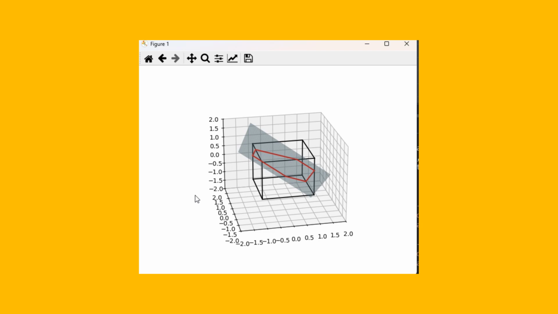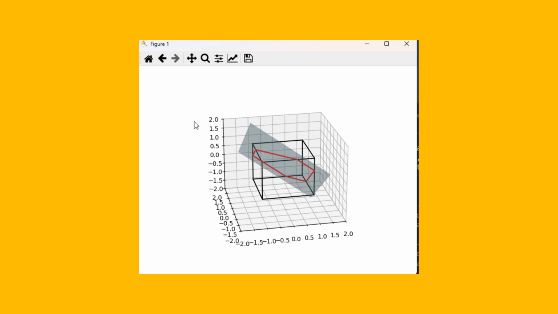Here is an animation showing the type of problem we're considering. We have a cube here. We have a plane which is a little bit shaded here, a flat, two-dimensional plane in a three-dimensional environment. And this plane intersects the cube, in this case, in a hexagonal region which we can see bounded in red.